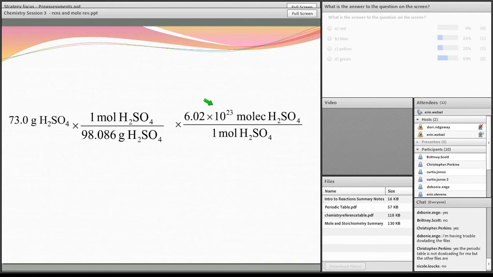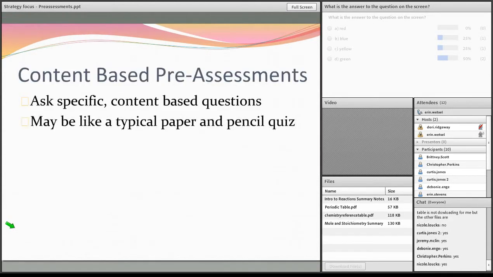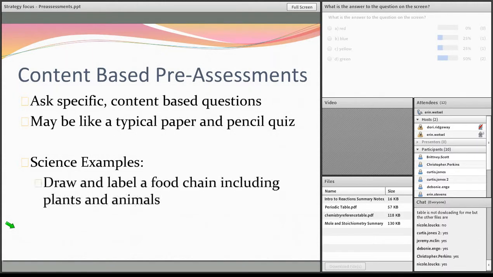Just to throw out a couple of science examples to help you think about how this would be relevant in the science classroom. If you asked your students, for example, in a biology class to draw and label a food chain, including plants and animals, that might be a quick pre-assessment tool if you're getting ready to work with food chains. Or ecosystems overall, and trying to figure out if students have an understanding of what a food chain is. You could ask them to draw it, and then you get some kind of background information. Or even if you ask them a simple definition, again, this could be a start to the class's day.